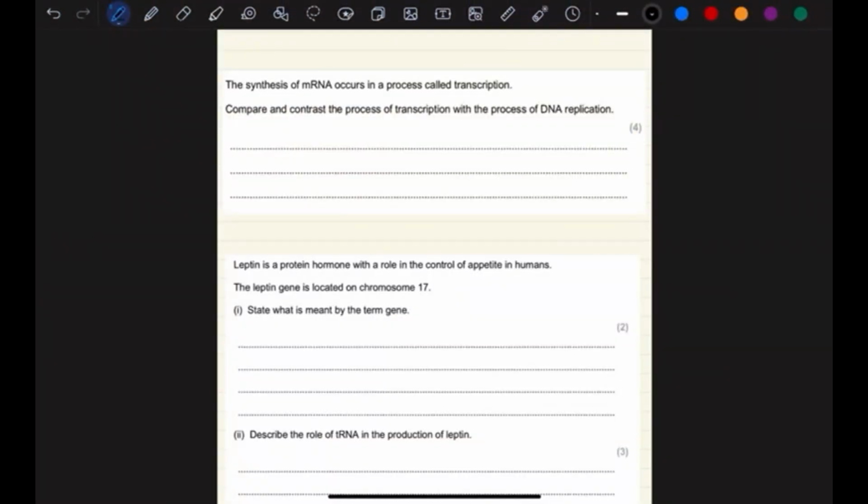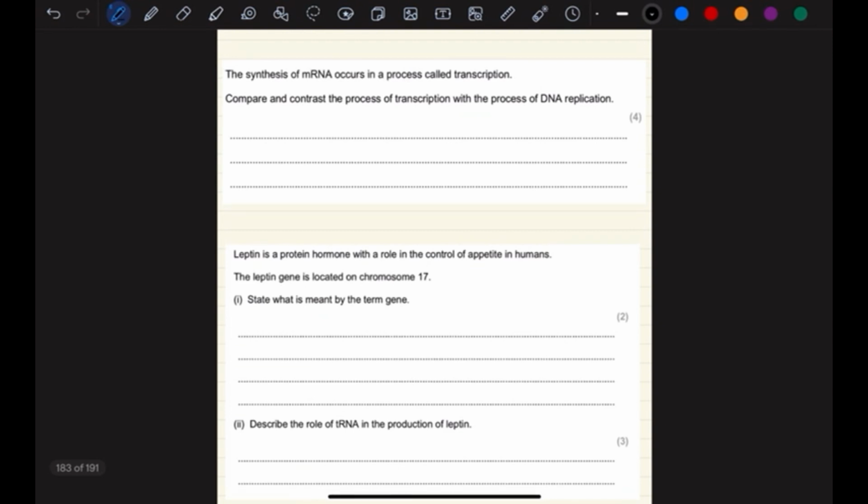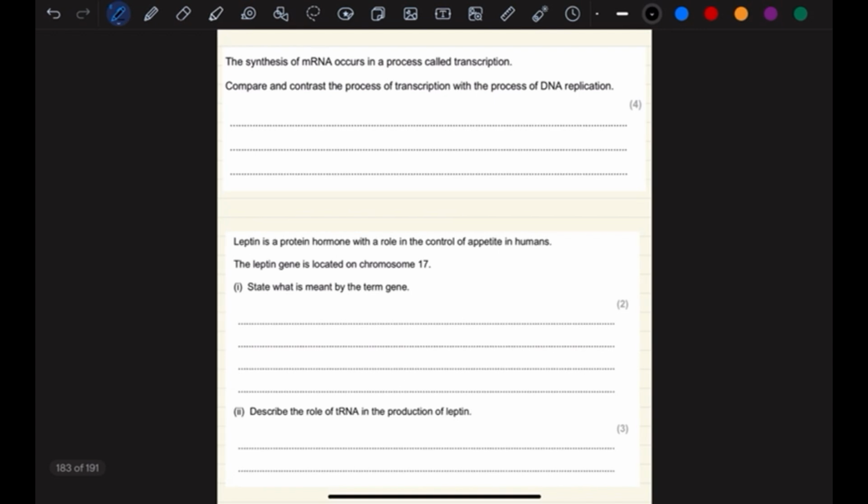Okay, so it's question time. We've got 3 here. First question, comparing and contrasting transcription and DNA replication. This question is so common, so be prepared to answer it. The next one, definition of a gene, and then the role of tRNA in the production of leptin. I'm going to give you a moment to try those questions.